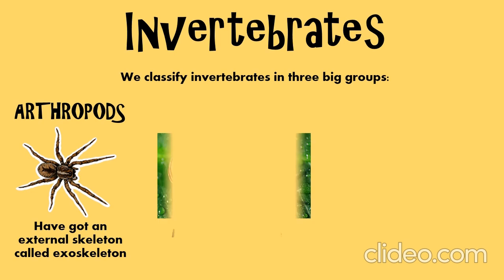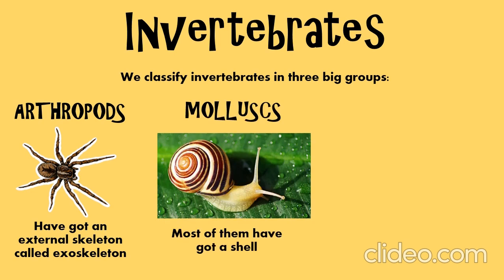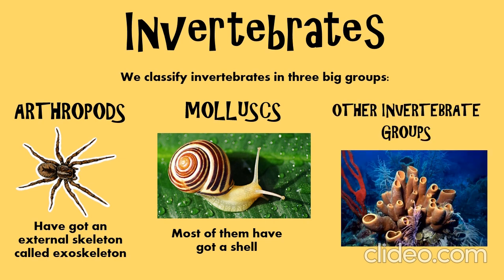Apart from the arthropods, we've got the mollusks. Most of them have got a shell, and this shell can be inside their bodies or outside their bodies. This is the case, for instance, of the snail. And then the third big group are the other invertebrate groups, groups that are smaller than the other ones.